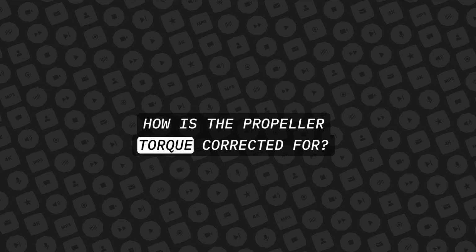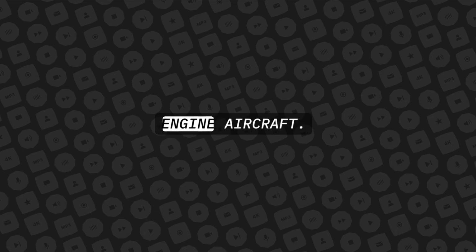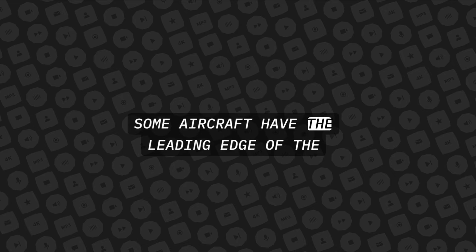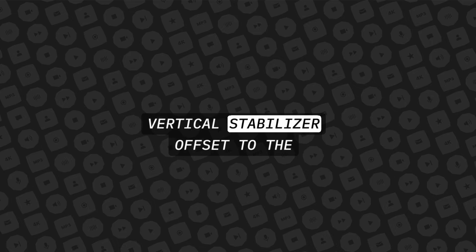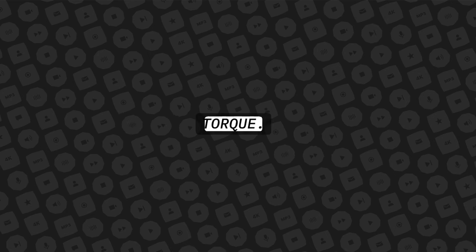How is the propeller torque corrected for during assembly and rigging in some single-engine aircraft? Some aircraft have the leading edge of the vertical stabilizer offset to the longitudinal center line to counteract engine torque.